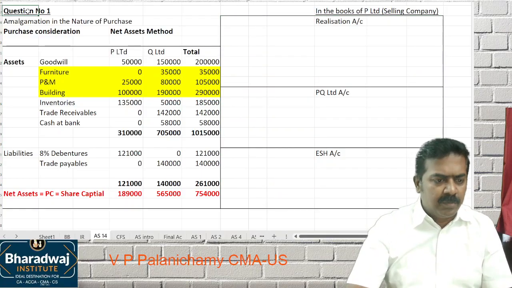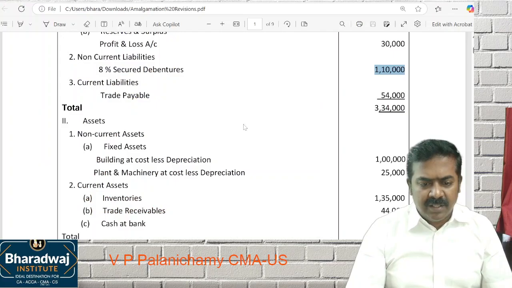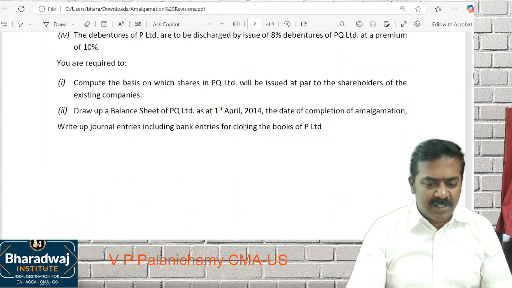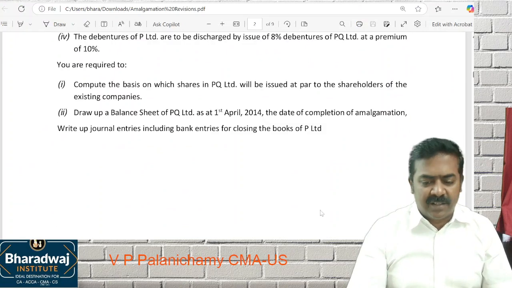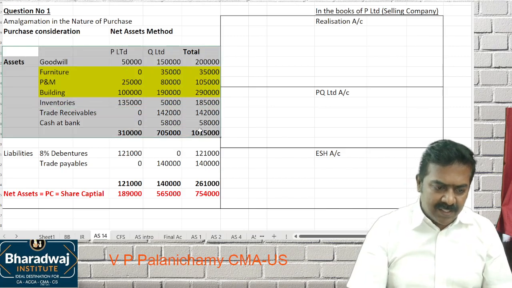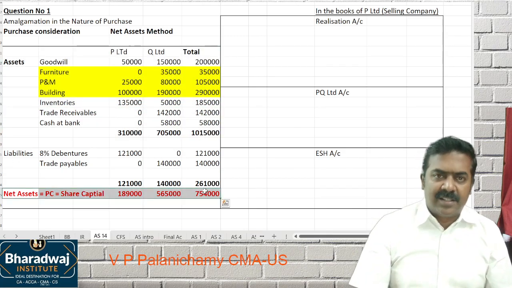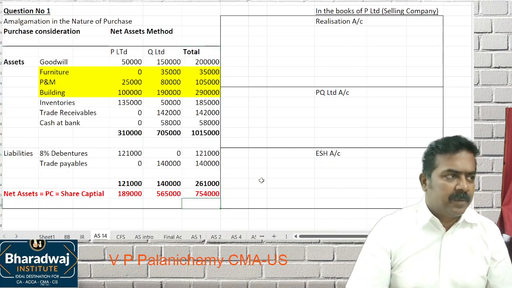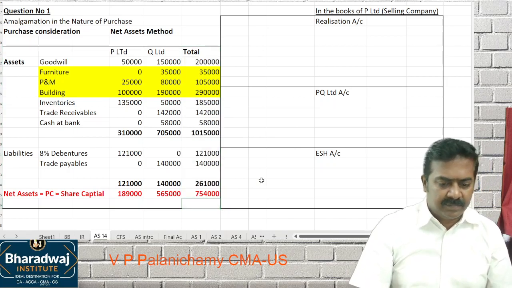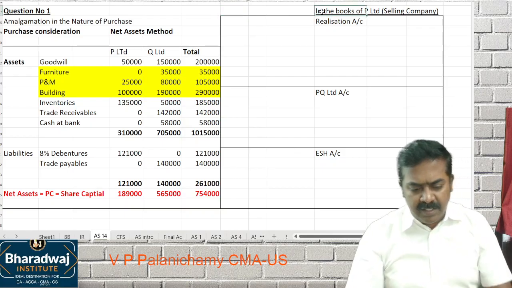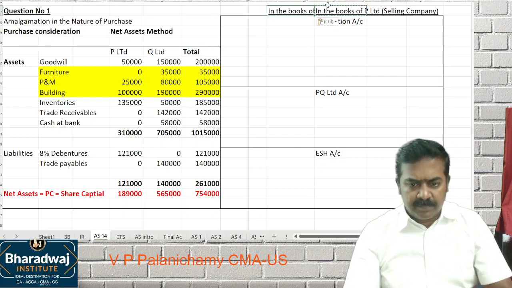Any doubt in question number one? If you look at it in the exam, it appears like a big question. Page number 1, page number 2, then adjustments. It's a big question. It may be tested for 10 marks. But the answer is very, very simple. Assets minus liabilities gives us net assets. Apart from this, you have to do one more answer: you have to prepare a proper balance sheet. So for the selling company, please leave a page gap.